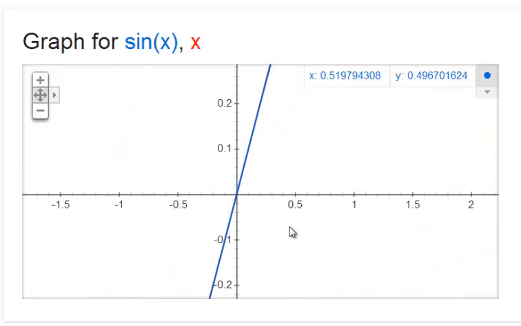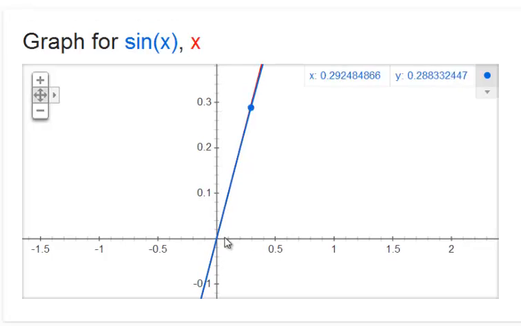And if this graph were drawn to scale, we'd see that the slope of this line was 1, because that's the slope of x. So near 0, the graph of sine x looks just like x. And then, of course, if we put x over x, obviously we get 1.